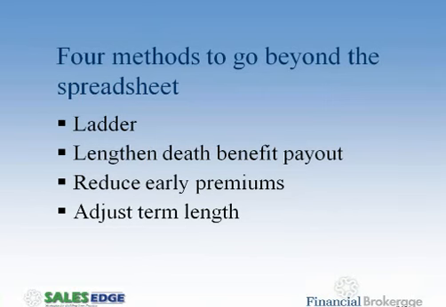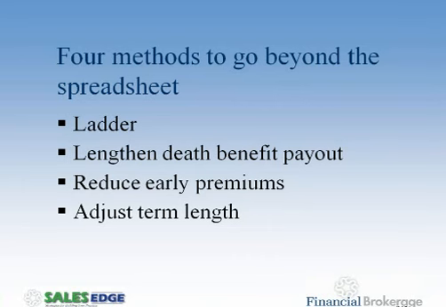Now, there are 4 methods that I've come up with to help you go beyond the spreadsheet, and this is what we're going to cover this morning. One is laddering coverage. That's not a new idea, but one of our carriers has just made it much, much easier than it's ever been before to ladder coverage. The second concept is to lengthen the death benefit payout. Believe it or not, your clients don't have to receive the death benefit as a lump sum. In fact, several carriers have found a way to reduce the premiums up front by locking the client and their beneficiary into an income stream death benefit payout. Income streams have been very popular with annuities for the last 2 or 3 years now. Life insurance has borrowed that same concept.